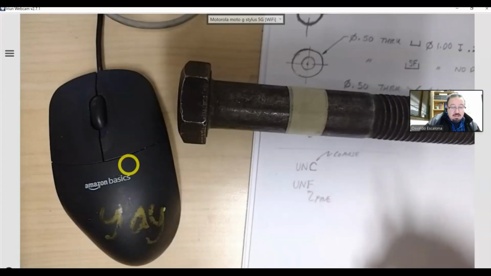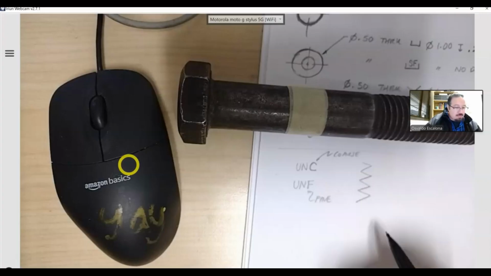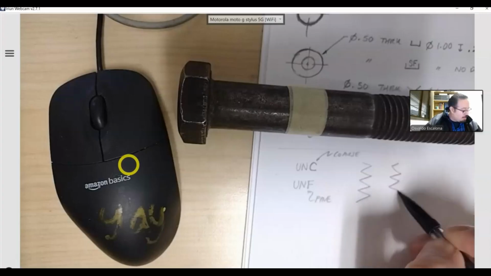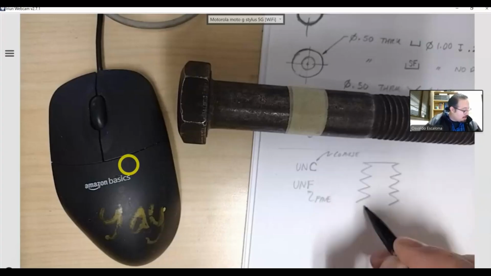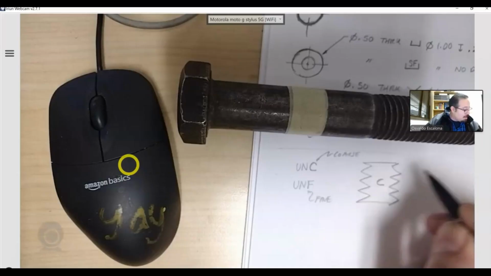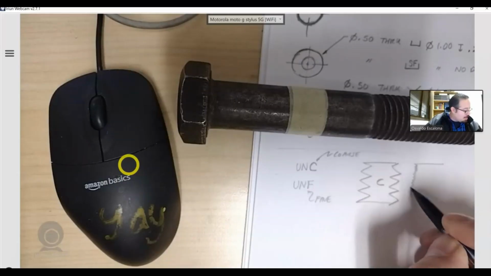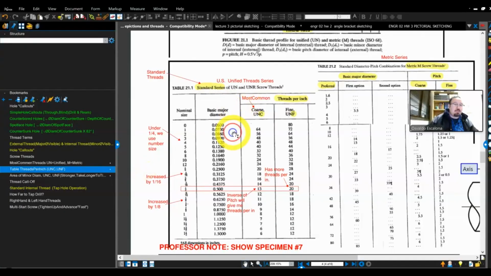And you're like, okay, what's the difference between coarse and fine? Well, coarse, you have bigger threads, like big or chunky threads. And fine, you have fine threads. Let's suppose that this is one of my bolts with a bunch of big threads. That will be the coarse, and the fine will be like this, right? Something like that.